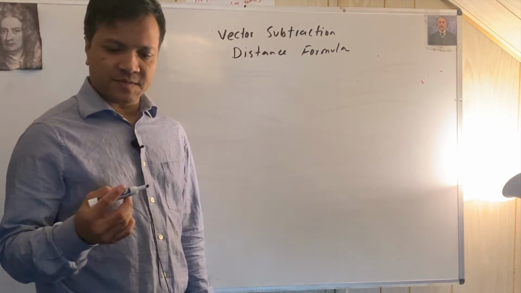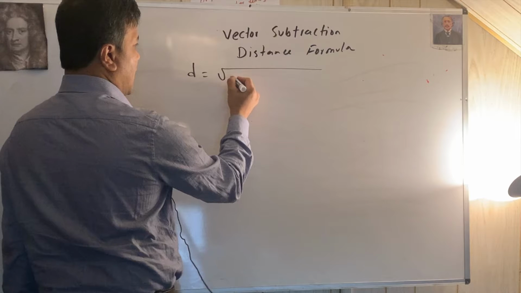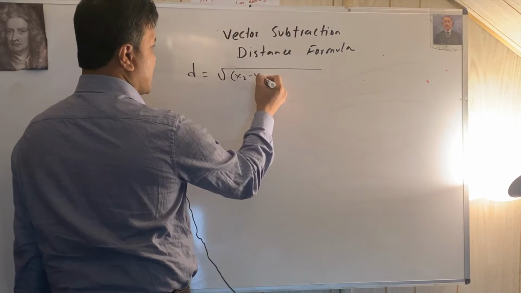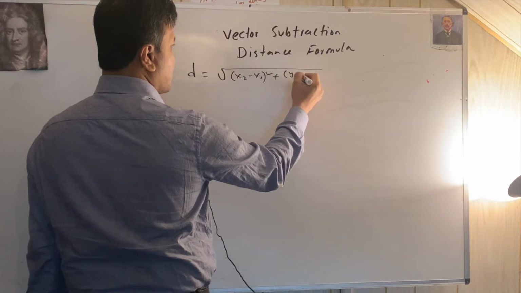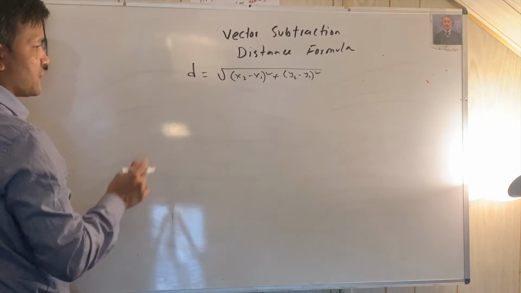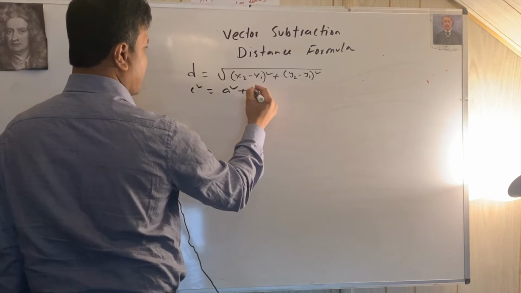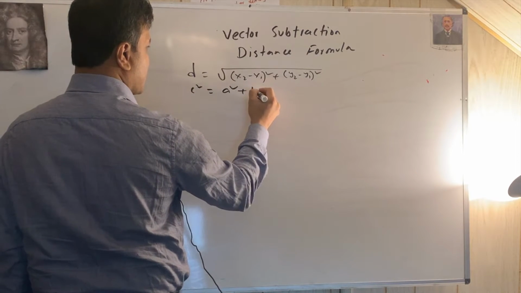Subtraction using the distance formula. What is the distance formula? Let me remind you the distance formula: the square root of (x2 minus x1) squared plus (y2 minus y1) squared. In fact, I'm going to also show you how to do the same problem using the Pythagorean theorem: a squared plus b squared is equal to c squared.